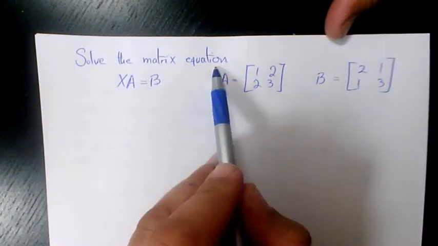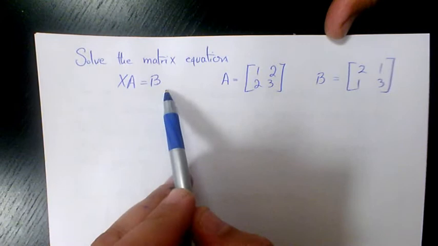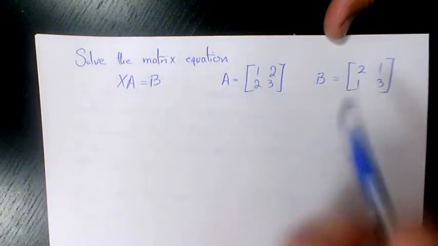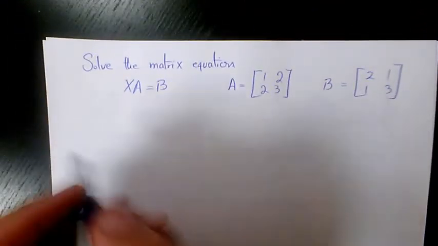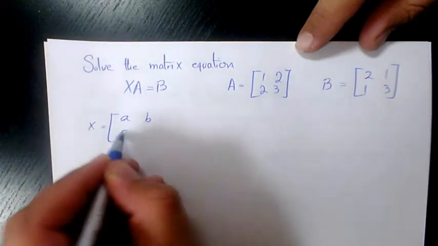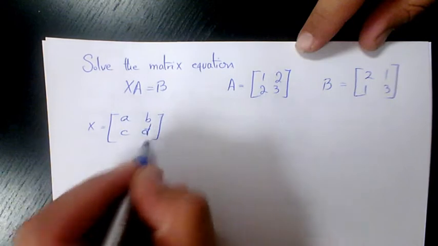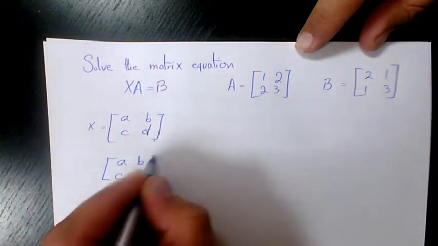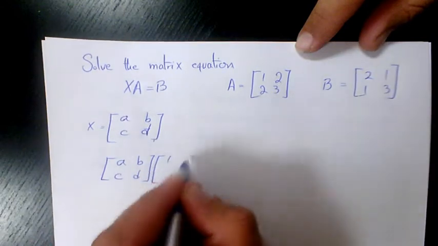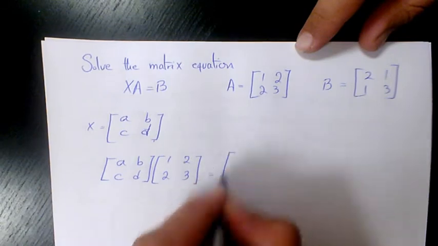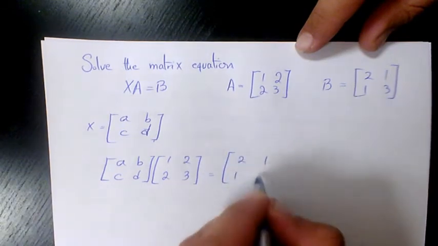Solve the matrix equation X times A equals B. A is a 2 by 2 matrix and B is a 2 by 2 matrix as well. So if I define X as something like a, b, c, d, we're going to have a, b, c, d times 1, 2, 2, 3 equals 2, 1, 1, 3.